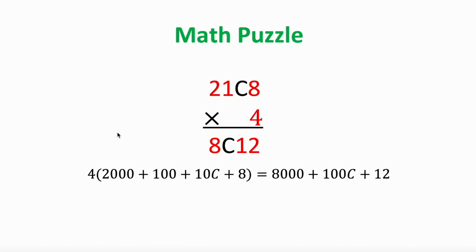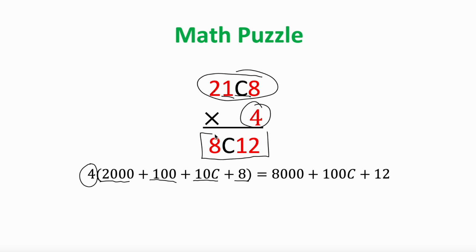Now let's solve for C using a little bit of algebra. 4 times 21C8. 21C8, written in expanded form. The 2 is in the thousands place, so that represents 2,000. 1 in the hundreds place represents 100. The C is in the tens place, so that represents 10C, plus 8, and we multiply that by 4, and that gives us our product, which is 8C12. 8 is in the thousands place, so that's 8,000. C is in the hundreds place, so that's 100 times C, plus 12.